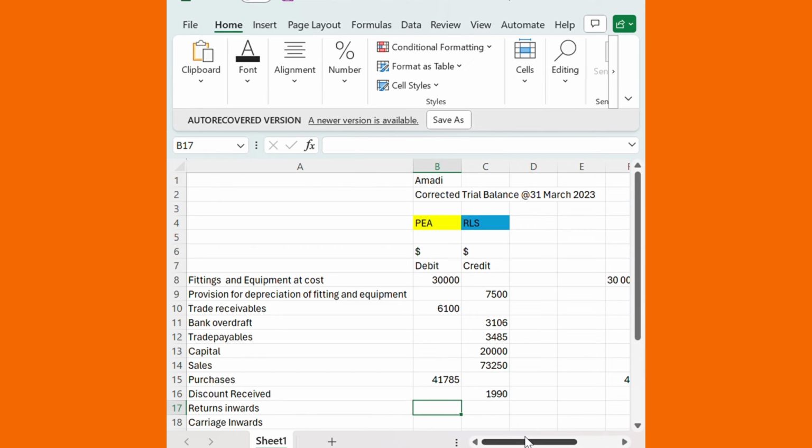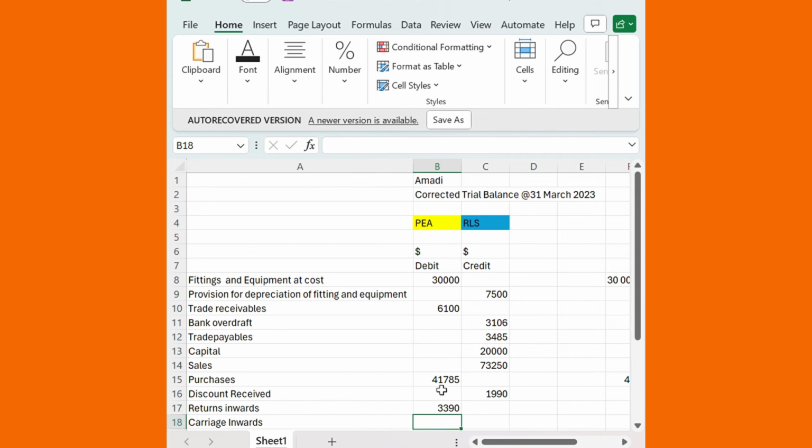So in this case, we know that sales, as we saw here, are a credit balance. So then our returns inwards will have to be debit because they reduce the amount. So that will be 3390.